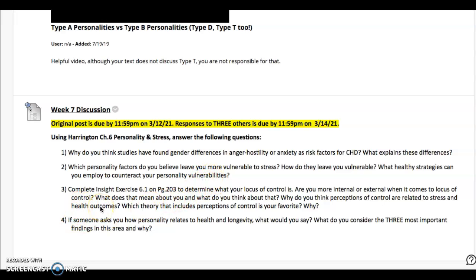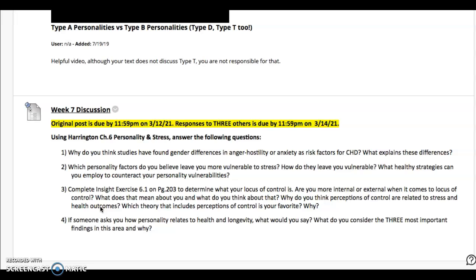Number 3 is a more interactive question. You're going to be completing the Insight Exercise 6.1 on page 203. And this is going to help you to determine what is your locus of control. You're going to be learning about locus of control as it plays a role in how we mitigate stress. We've talked a little bit about it, at least in the stress video that you saw. We know how important control is. When one feels they don't have any control, they tend to feel more anxious and have more fear, and they experience the negative effects of stress, and that takes its toll.